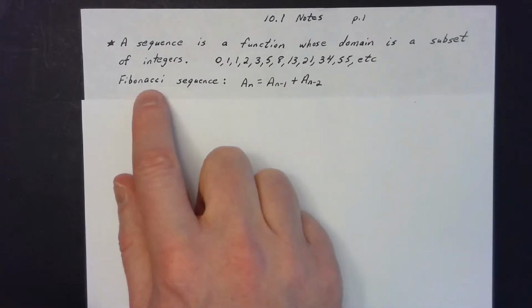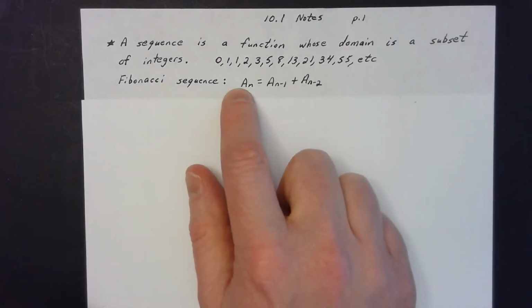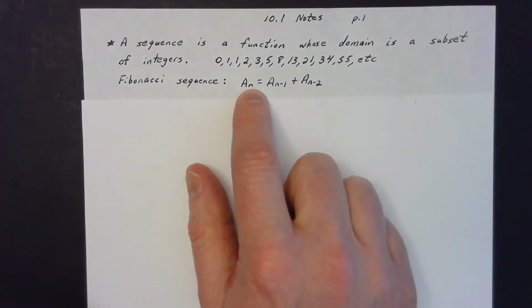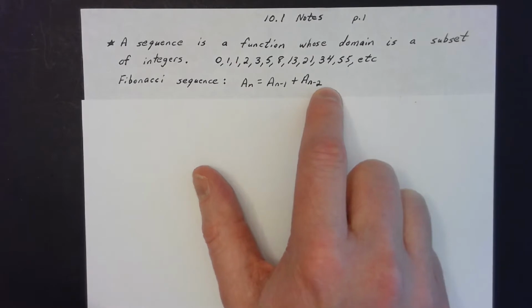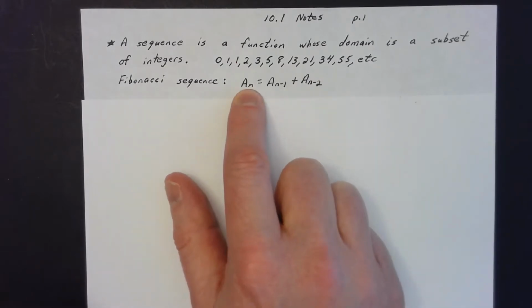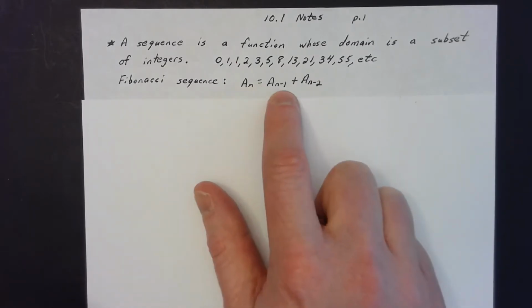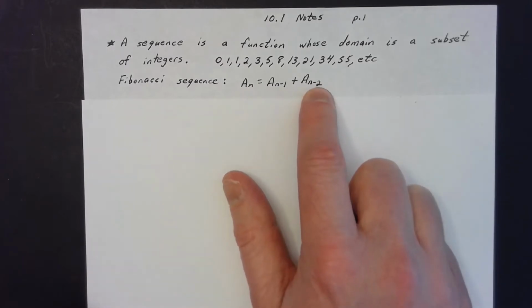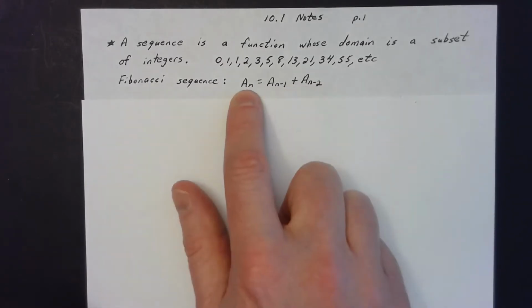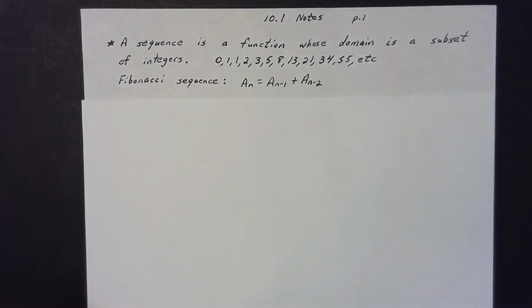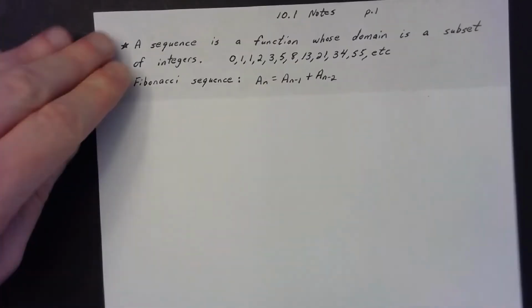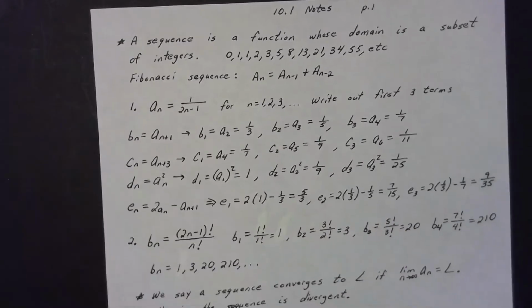But if I wanted to define this sequence, I would say the a sub nth term, so the nth term, is just equal to a sub n minus 1 plus a sub n minus 2. So in other words, the nth term is the sum of the n minus first and the n minus second term. But we use the subscripts like this to designate the terms. Now, let's look at some problems based off of that.